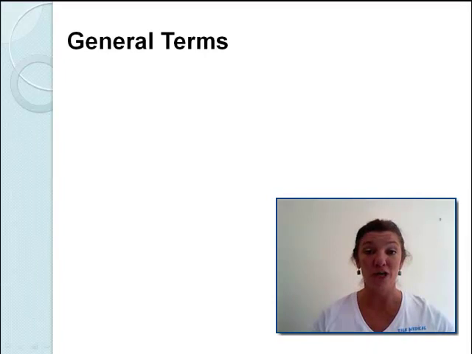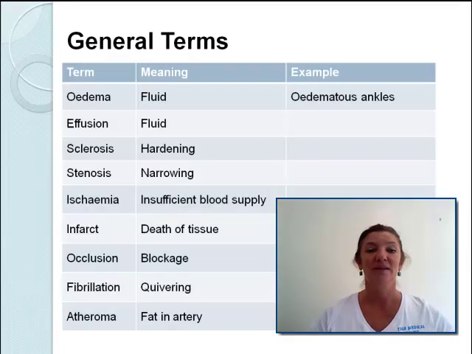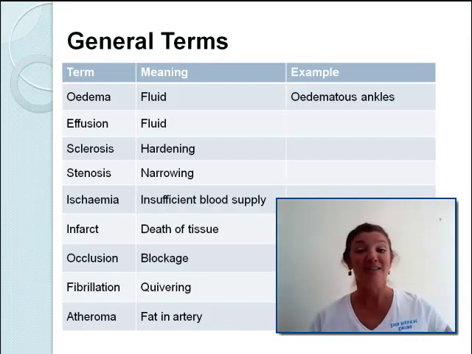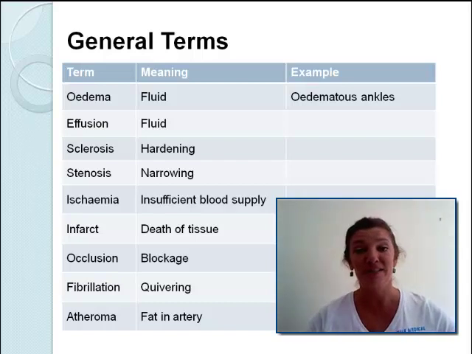Let's look at some general terms. Oedema means fluid. Our example previously was pulmonary oedema, which would be fluid on the lungs. But one of the things that occurs with right-sided heart failure is a patient may get oedematous ankles. So they get swollen ankles because fluid gets pulled down by gravity and collects around the ankles. Oedematous ankles.